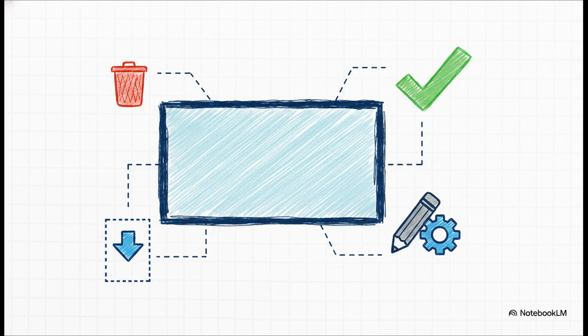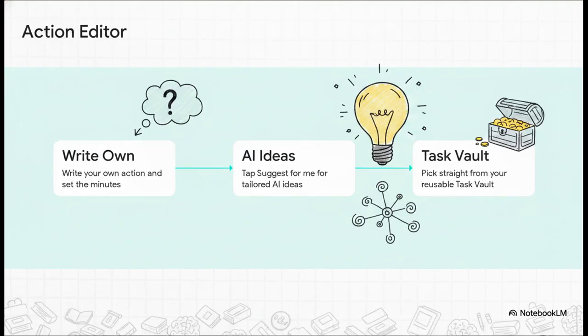When you're in the Action Editor, you can write out your own tasks or pull them straight from that task vault we built earlier. But what if you're staring at the screen with total study block? We've all been there. Just hit the little sparkle icon. That's the Suggest for Me AI tool, and it will instantly generate tailored study ideas for that specific subject. It is an absolute lifesaver when you know you need to study but have literally zero idea where to start.